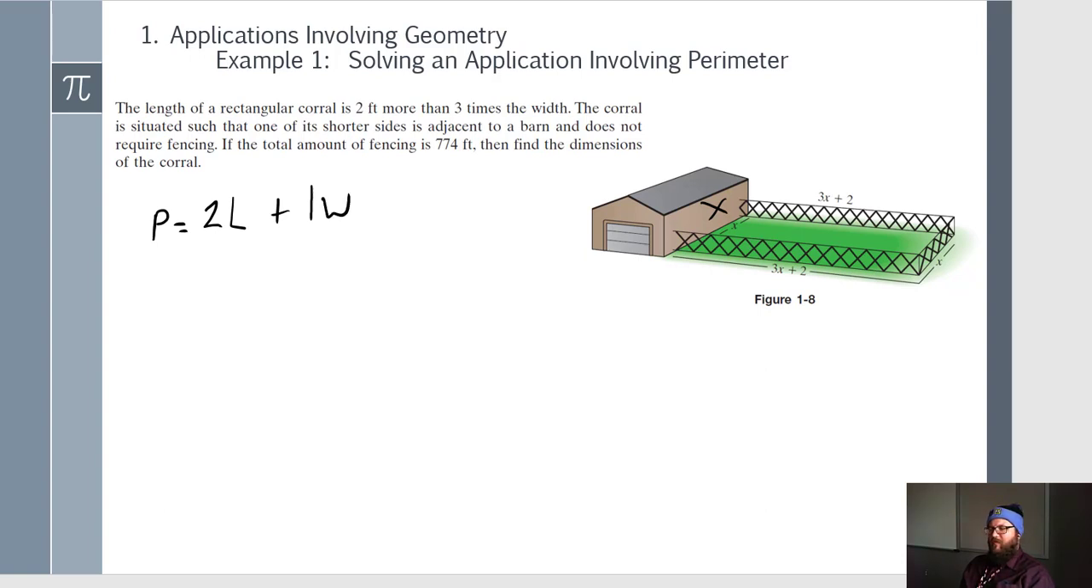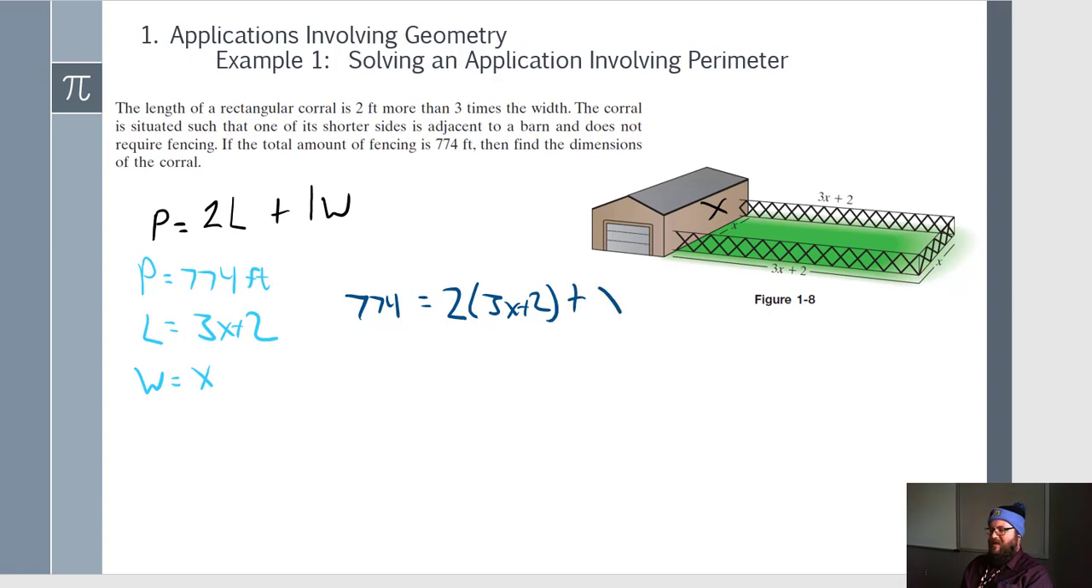So for our perimeter then, they said overall the total amount of fencing was 774. So we know that our P value is equal to 774 feet. We also know that our length is 3x plus 2. And we know our width is simply x. So we have the equation to plug in for these variables. Let's go ahead and do that. All right, so our perimeter is 774 feet, and that should equal 2 times the length, which is 3x plus 2, and then plus 1 times our width, so just plus x then.